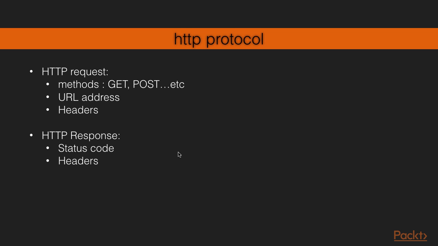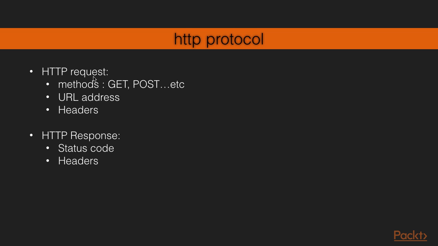So let's discuss the HTTP protocol a little bit. The HTTP protocol consists of two types of messages. The first type is called an HTTP request. The second type is called an HTTP response. So we send an HTTP request from a client to a server, and then the server responds with an HTTP response back to the client.